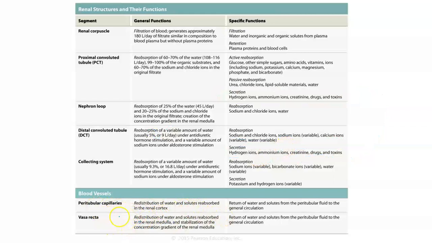Then there's the collecting system, the collecting duct. This is going to be a variable amount of water that's reabsorbed here. It's under antidiuretic hormone. There could be a little bit of reabsorption that occurs here as well, but it would be pretty minimal. And then we have the peritubular capillaries and the vasa recta. Vasa recta is a type of peritubular capillary that's found specifically on juxtamedullary nephrons, the very long loop nephrons.